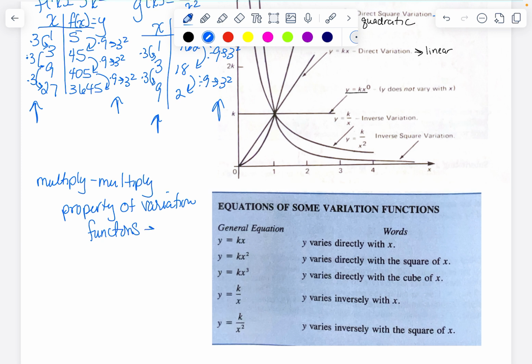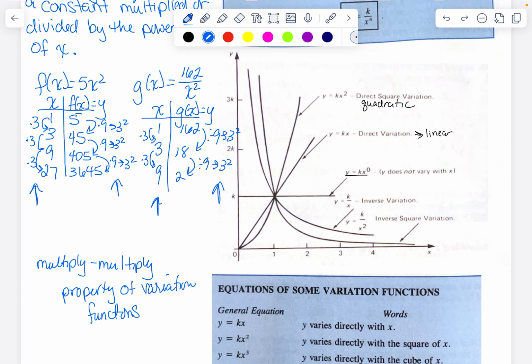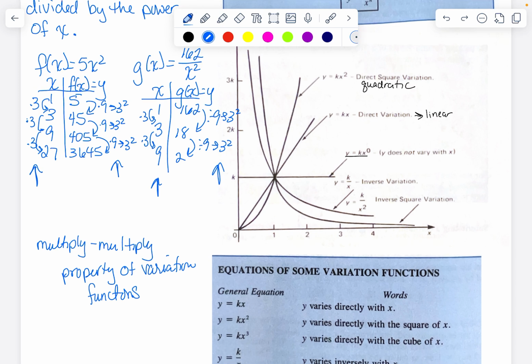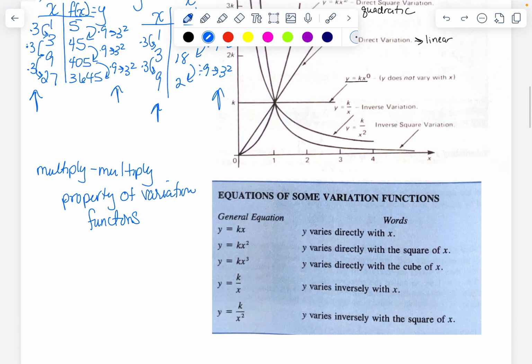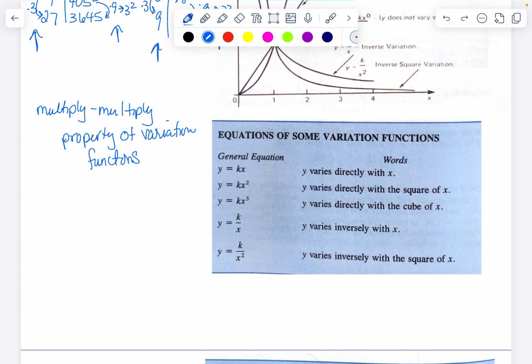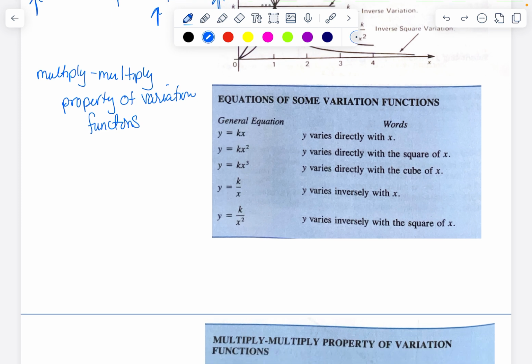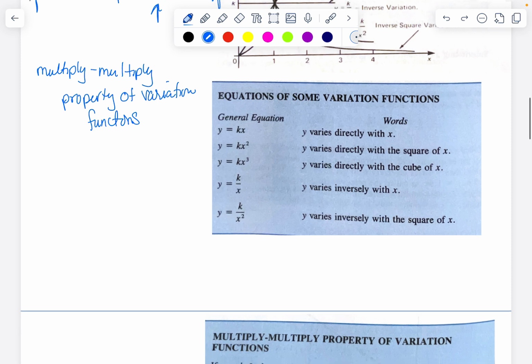Now, over here on the other side of my screen, we're showing you, towards the right, what those generic parent functions are, which we're familiar with at this point. So anytime we have this multiply property of variation functions, they do apply to our general equation variation functions. Our linear, when they vary directly, when it varies directly with the square, so cubic and quadratic, and then when we have our inverse ones too. So all of these properties of variation functions will apply to all of these general equations.